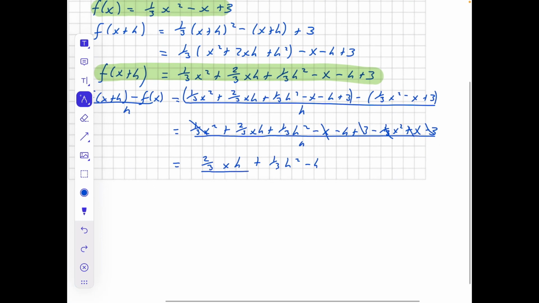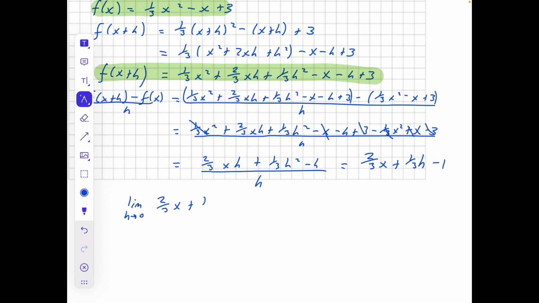Okay, and then we want to find the limit as the h approaches 0. Oh, sorry, we need to divide that by h first. Sorry, going back, we never divided here by h. Okay, so that's going to give me 2 over 3x plus 1 over 3h minus 1. Now this is where you find the limit as h goes to 0 of that.